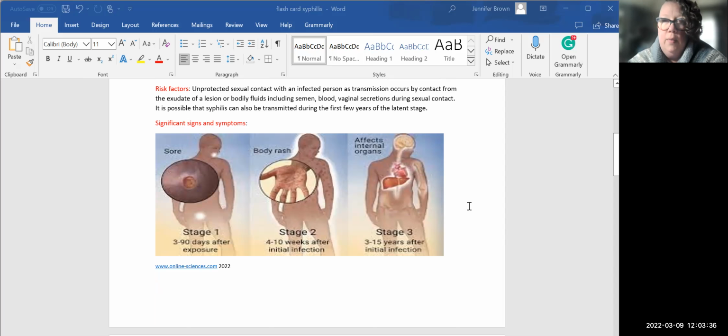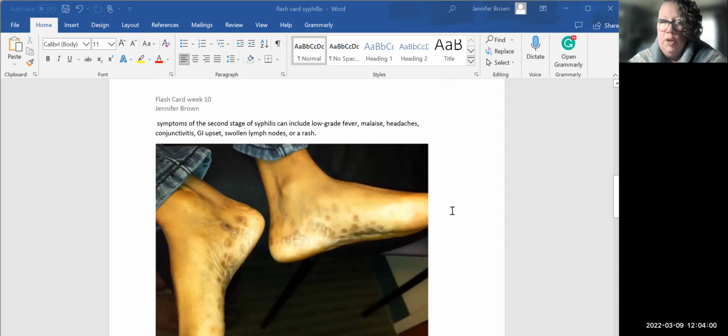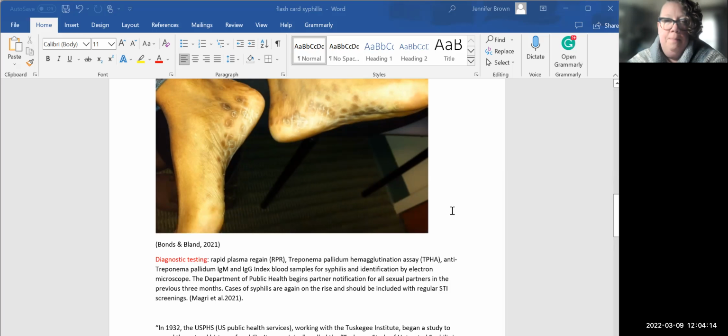So that initial sore that we talked about is stage 1, 3 to 90 days after exposure. This kind of body rash that can also be seen on the palms of the hands and soles of the feet is 4 to 10 weeks after initial infection. And then stage 3 is 3 to 15 years after initial infection and affects internal organs. Here's a closer picture of the rash on the soles of the feet. Symptoms of the second stage of syphilis can include a low-grade fever, malaise, headaches, conjunctivitis, GI upset, swollen lymph nodes, and of course the rash.